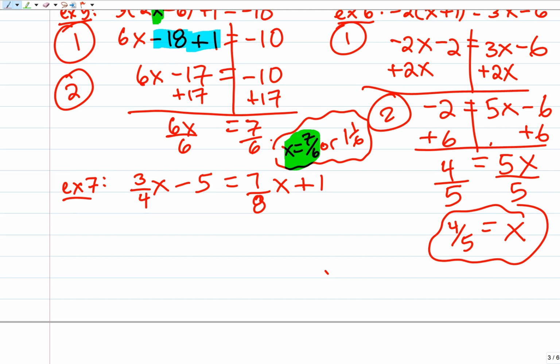What are we going to do with example 7, besides run away in fear? What's so terrifying about example 7? Not only is there a fraction, which we dealt with one earlier, right? But there's 2 fractions. So I'm going to argue the scariest thing about 7 is this 4 and this 8.